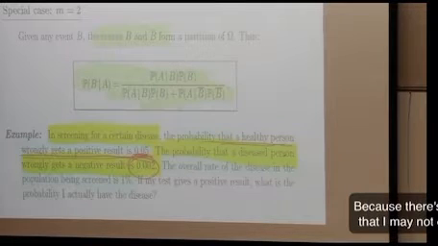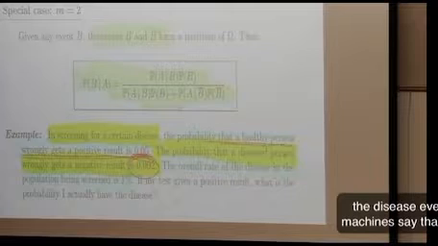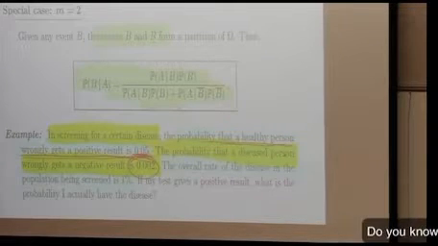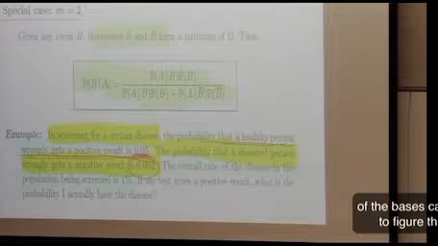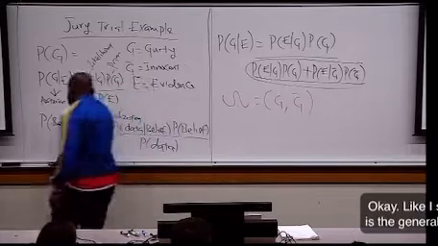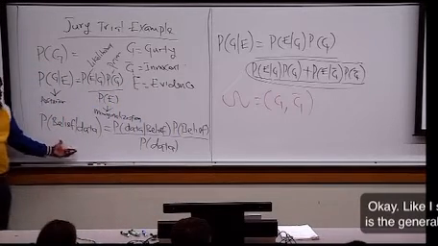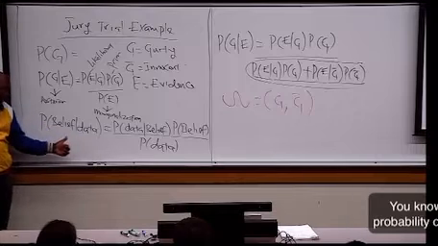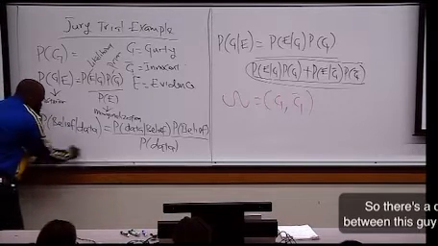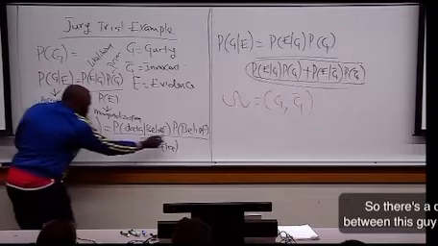Because there's a possibility that I may not even have the disease, even when the machines say that I'm positive. Do you know the idea of Bayes can be used to figure this out? I'm going to walk you through that right away. Okay, like I said, this is the general formula, the probability of belief. So there's a difference between this guy and this guy.